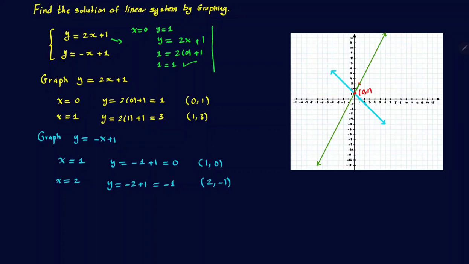Same thing for the second equation. I know y equal negative x plus 1, replace y by 1, x by 0, so 1 equal negative 0 plus 1, 1 equal 1, so this one is correct, which means that 0, 1 is the correct answer.